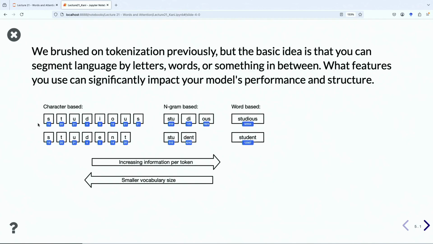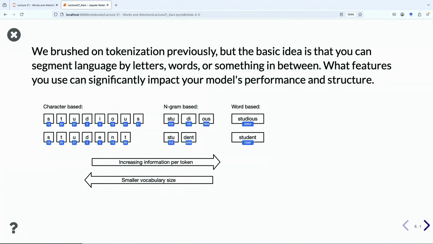So as a happy medium, and this is a very NLP thing, you have n-gram-based encoding, where you embed words and/or sequences of characters. Okay?